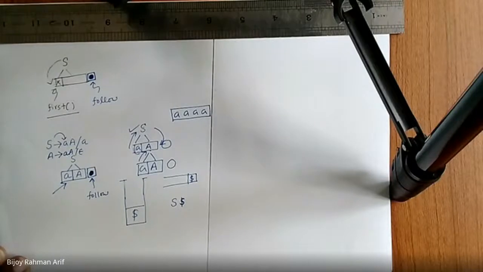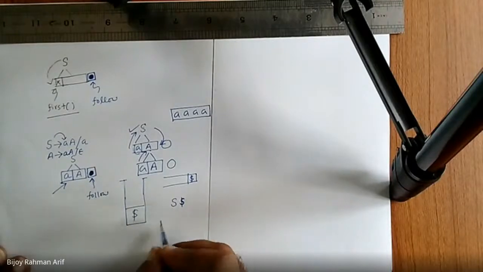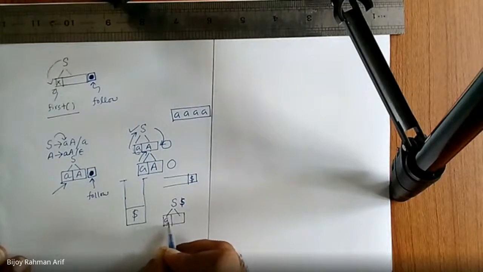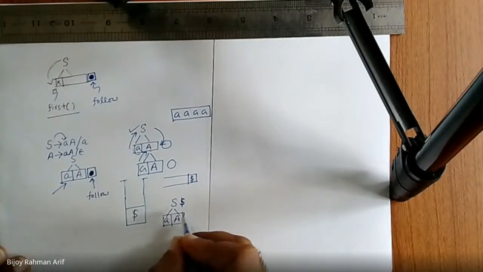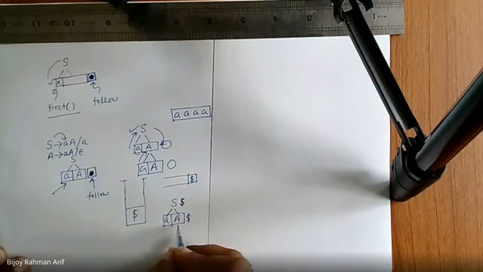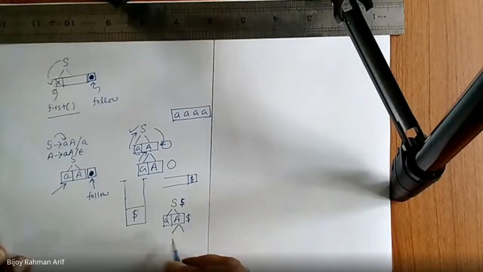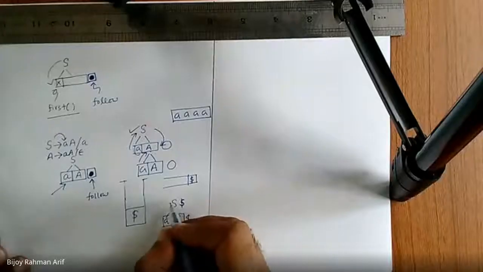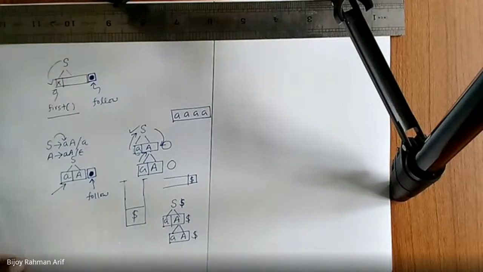Okay. We always consider after S there is a dollar. So if there is a dollar after S, then if you derive S to A, what can come after this A? Dollar. Definitely dollar. Then if you derive this A to AA, what can come after this A? Dollar. So in both cases, the follow of S is dollar. Is it clear to you guys? Yes, sir.